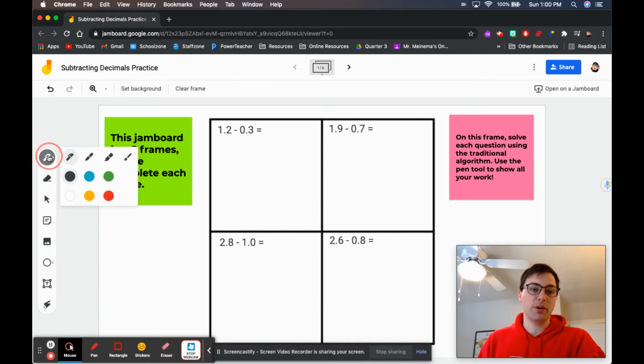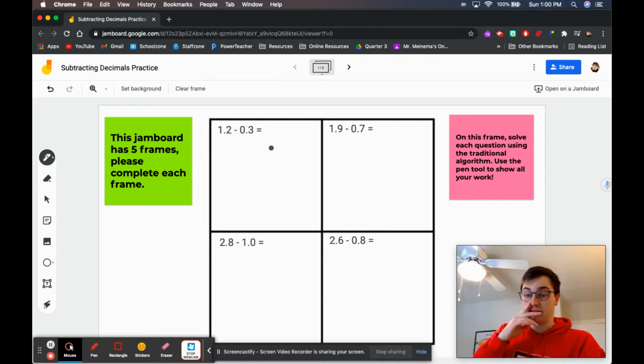So again, on Jamboard, I'm switching to my pen, and I'm going to just start writing these questions out top down. So I'm going to write 1 decimal 2. Below it, I'm going to subtract, and I'm going to put the decimal down first. I love to line up my place value that way. And 0 decimal 3. And it's a lot easier if you take your time when you're writing like that. I didn't take my time on my line, but that's okay.